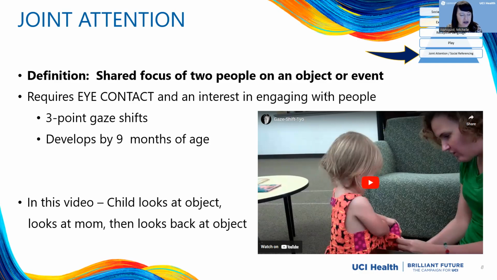And you can see here that joint attention develops pretty early in life. By 9 months of age, children are starting to use these 3-point gaze shifts to say, hey, are you noticing this cool thing I'm noticing? And again, it does not require any verbal language. It just requires eye contact. So let's take a look at this video and see if you can notice when this child is using 3-point gaze shifts. When is she using her joint attention to share focus with her mom?